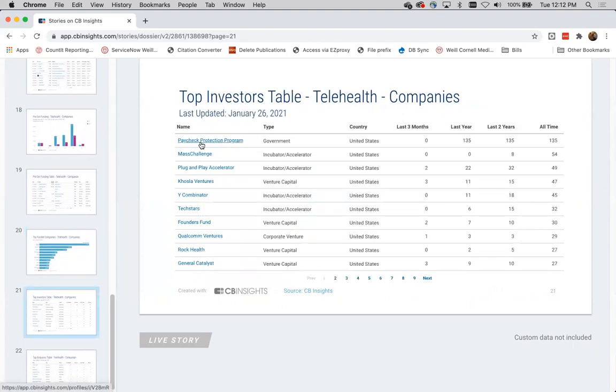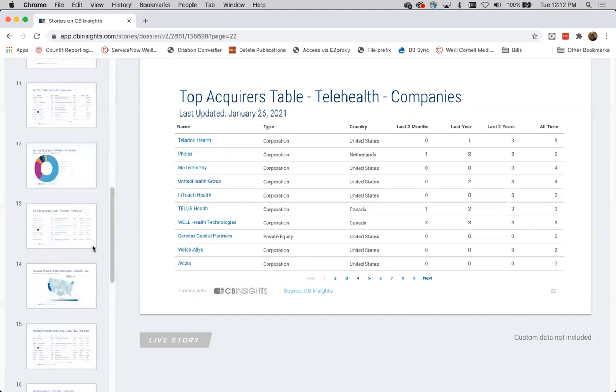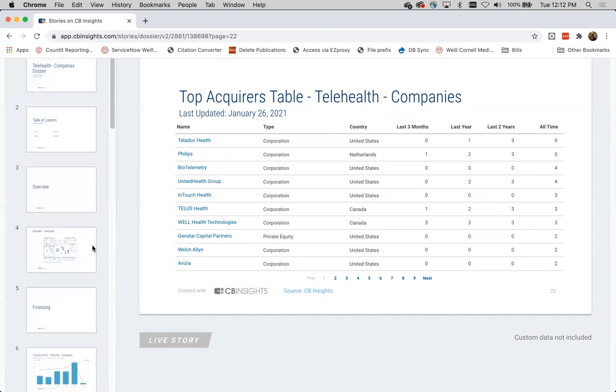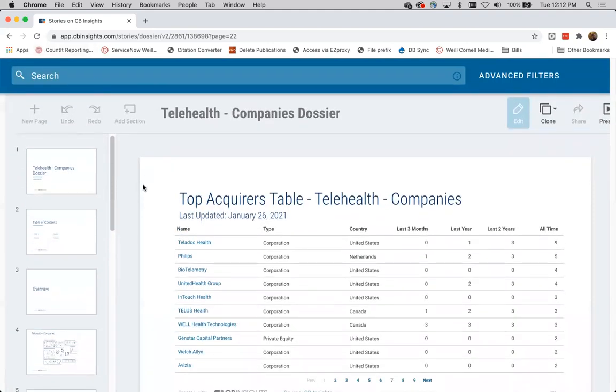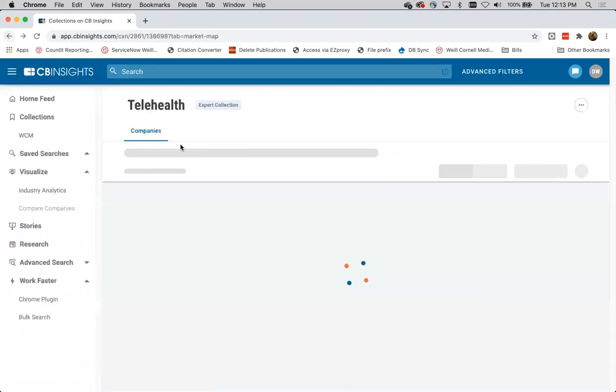This year, it's all Paycheck Protection Program loans. So that's sort of a blip, an outlier in the actual data, but it's going to be there for literally every topic that we look at. And who's acquiring these companies. A company like Teladoc is making a lot of acquisitions, last year 1, last two years 3. And we'll click into one of these in a little bit so you can actually see what the company level information looks like. So I'm going to get out of that. Any questions about the dossier view?